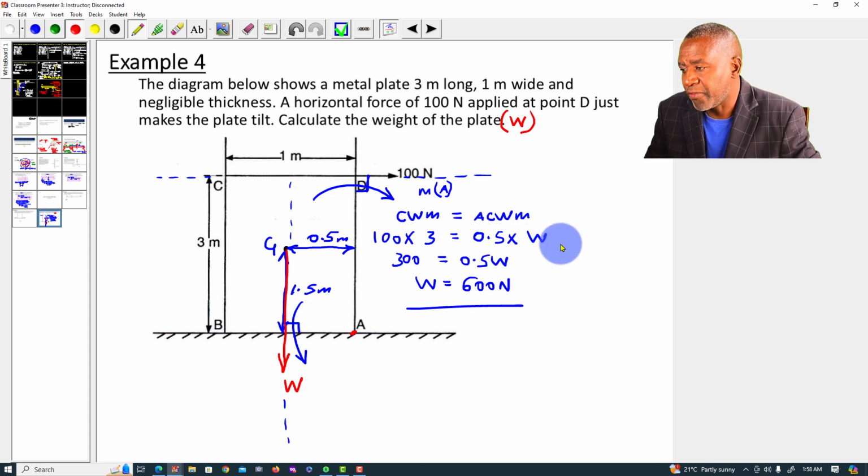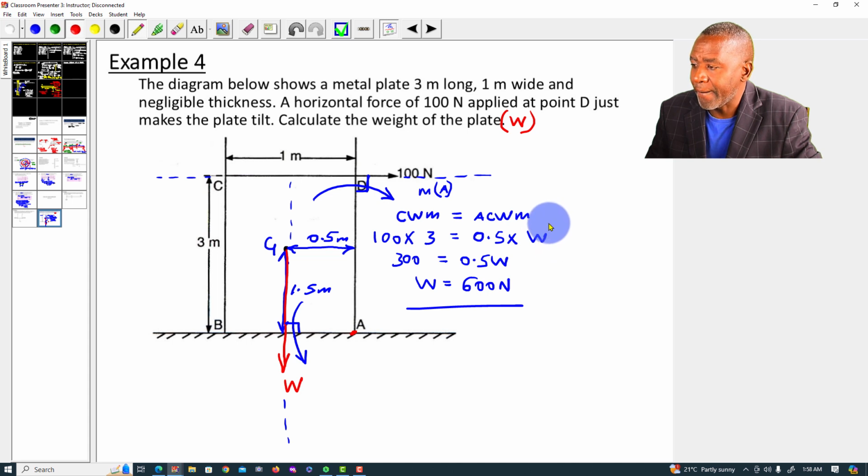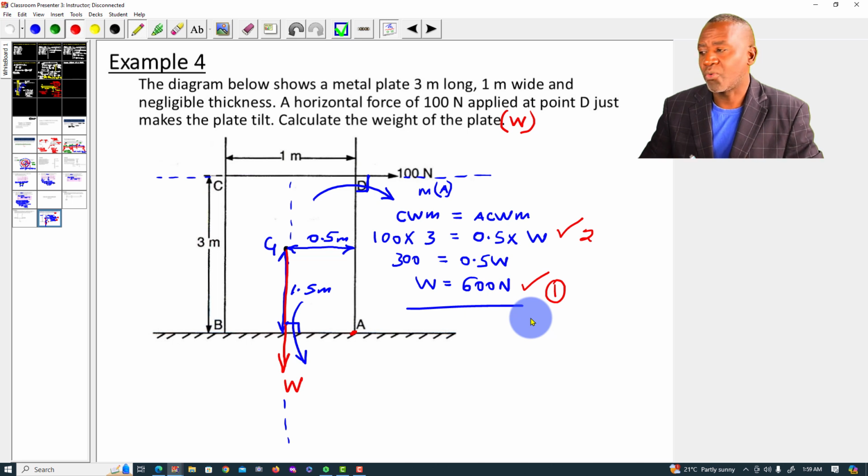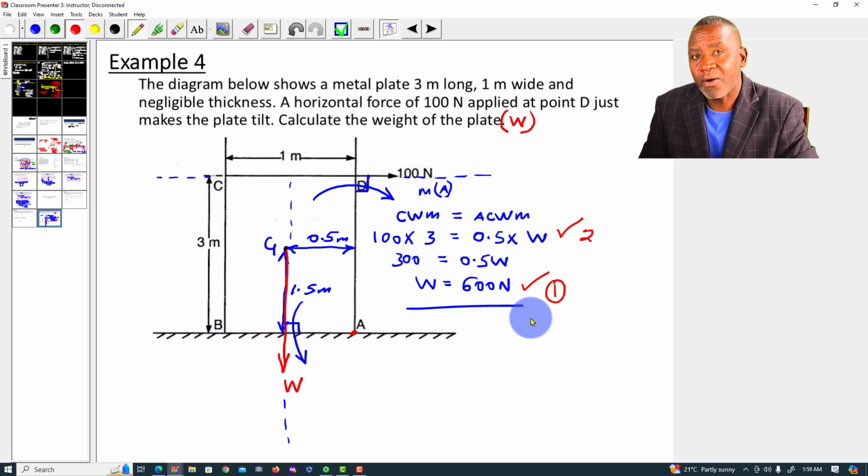But if this question is given 3 marks, then 2 full marks would go to this particular substitution here. And then 1 mark goes to this answer here. And that is how you can mark your own work. So I hope you've gotten the question correct. If you never got the question correct, then I've explained how the answer is arrived at.